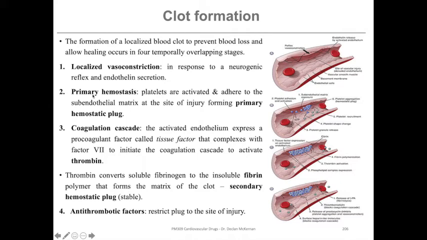The coagulation cascade then, which occurs in secondary hemostasis, occurs when the activated endothelium expresses a pro-coagulant factor called tissue factor. This complexes with factor 7 to initiate the coagulation cascade to activate thrombin. Thrombin then converts soluble fibrinogen to insoluble fibrin polymer, and this is what we see when it forms a matrix of the clot, which is the secondary hemostatic plug, which is quite stable. Antithrombotic factors then restrict the plug to the site of injury so that it can't form clots elsewhere in the blood vessel.